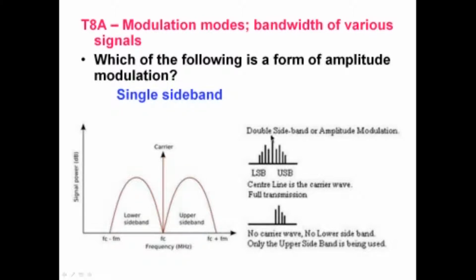Now, if we depict that in this other way, we have the same thing. We have the carrier there. We have the lower sideband here. We have the upper sideband here. Please notice that the lower sideband and the upper sideband are symmetrical with each other. Okay? They contain the same information as you move away from the carrier.